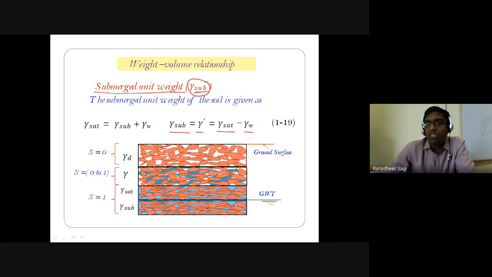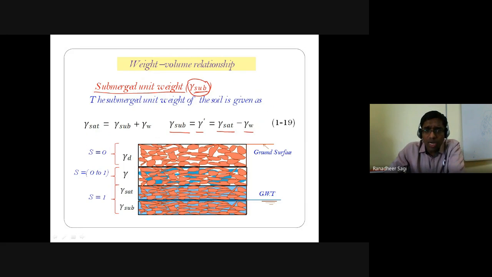So the net effect on that particular soil is the saturated weight of the soil minus the buoyancy force, which we come across because of the water exerting a force on the soil in the upward direction. So that's the reason why the submerged unit weight is written as the saturated unit weight of the soil minus the unit weight of water.